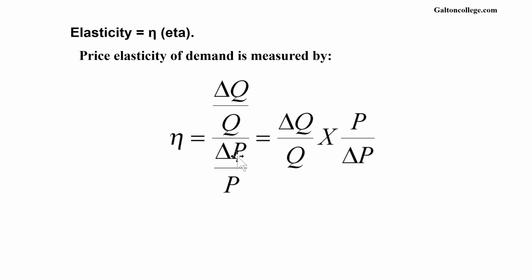Just take the denominator here. Go back to school days: the denominator, invert the denominator and multiply. We invert it, turn it upside down and multiply. So when you're dividing by a fraction, that's what you do. You turn it upside down and multiply.